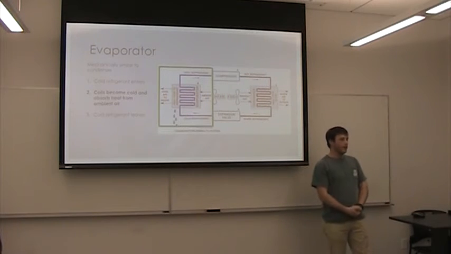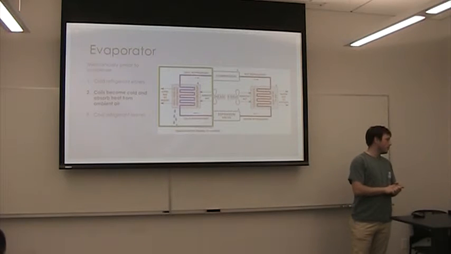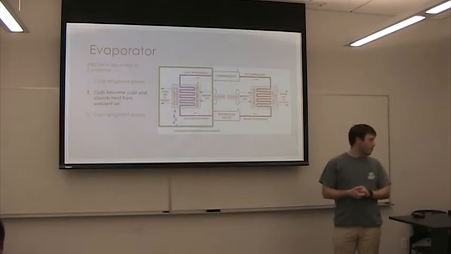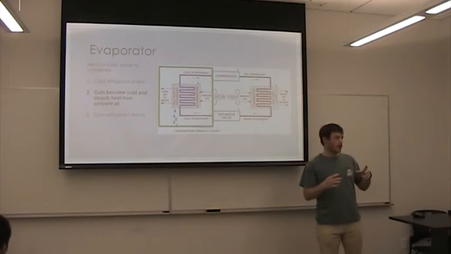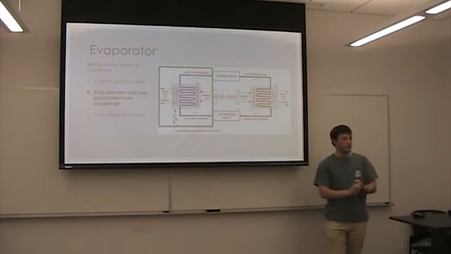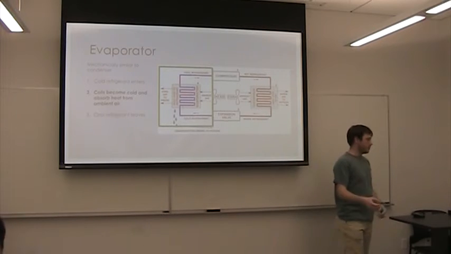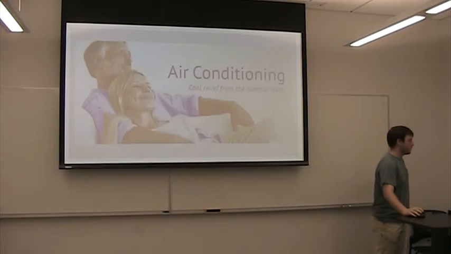Finally, it enters the evaporator. This is where the actual air conditioning part actually happens. So the cold refrigerant enters, and this makes the coils very, very cold. A fan blows through these coils, and this is what you feel whenever you have your hand by an air conditioning unit. This is what happens. And the air conditioning.